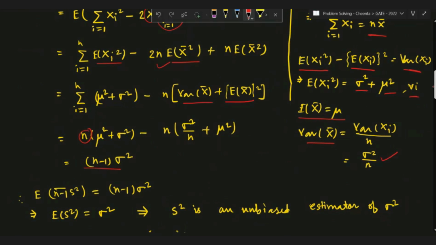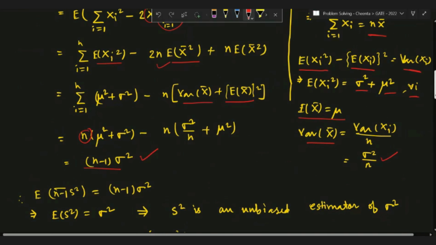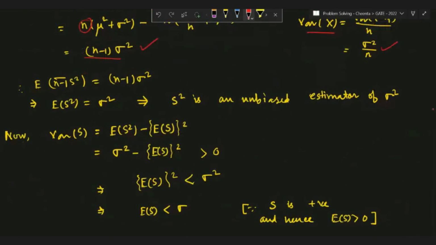So by manipulation, we get that expectation of n minus 1 into S square is n minus 1 into sigma square. So expectation of S square is coming out to be sigma square. So we can say that S square is an unbiased estimator of sigma square.